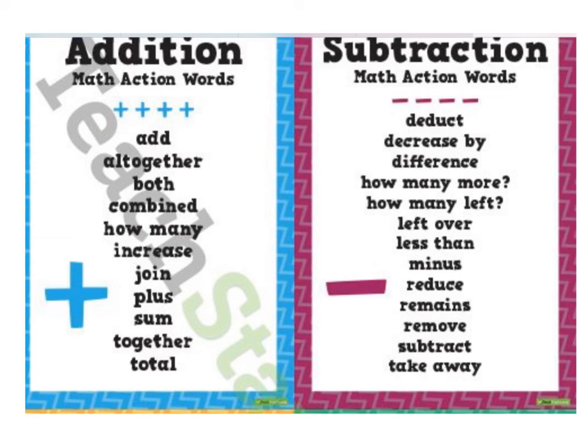The main issue with word problems is that we're not sure if we're supposed to add, subtract, multiply, or divide. Here are some common words that you're going to see that mean addition and subtraction. I would even recommend that if you have a few extra spaces on your notes to write some of these down. Some popular ones for addition are add, all together, both, combined, how many, increase, join, plus, sum, together, and total. Those are the big ones.